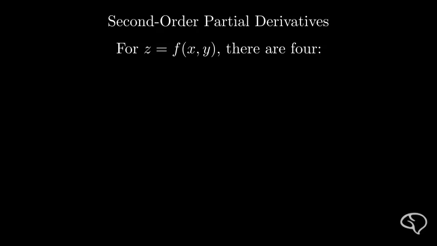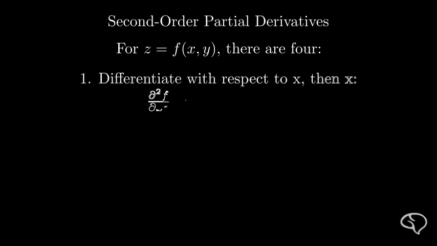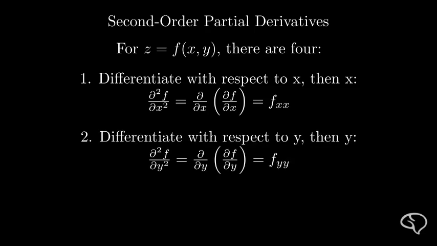First, we can differentiate with respect to x twice. This is written as del squared f over del x squared, or f sub xx. This means we find the partial derivative with respect to x, and then we differentiate that result with respect to x again. Second, we can differentiate with respect to y twice. This is del squared f over del y squared, or f sub yy. This means we find the partial derivative with respect to y, and then differentiate that result with respect to y again.